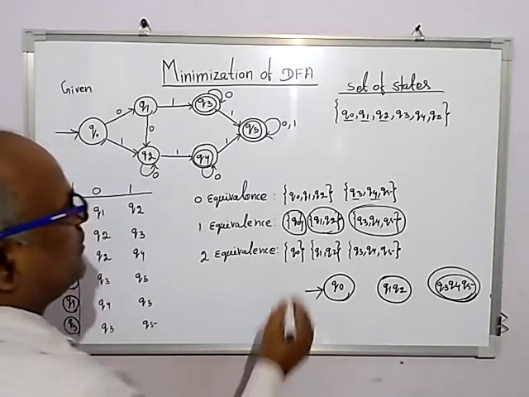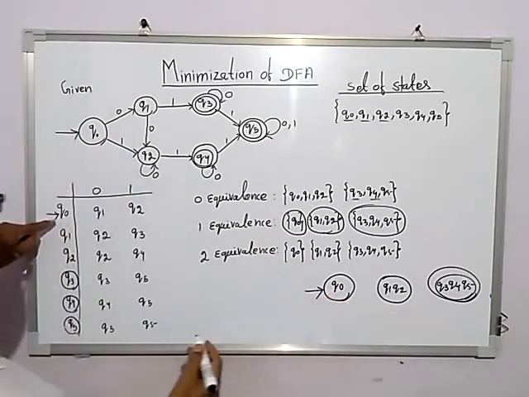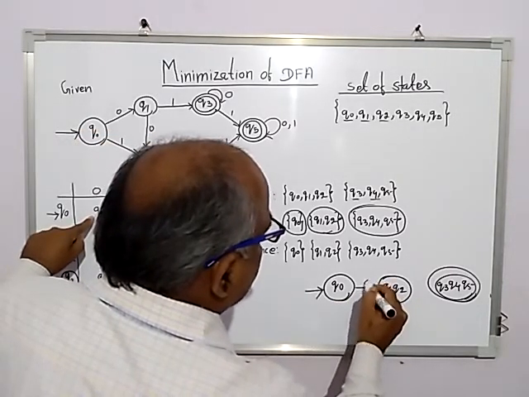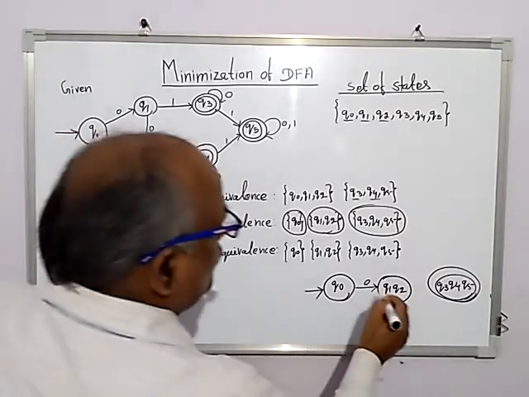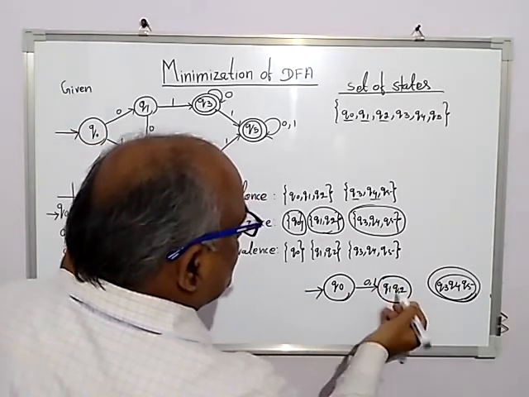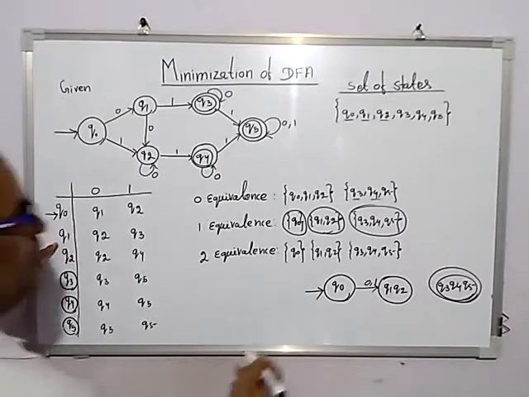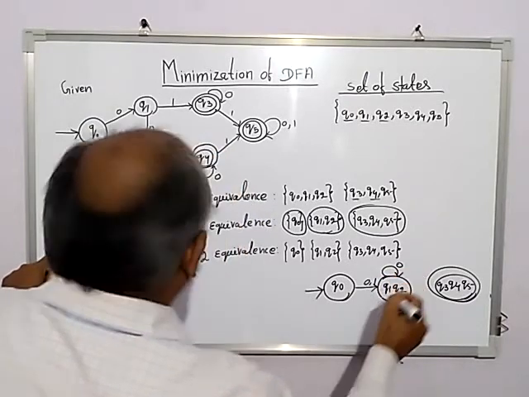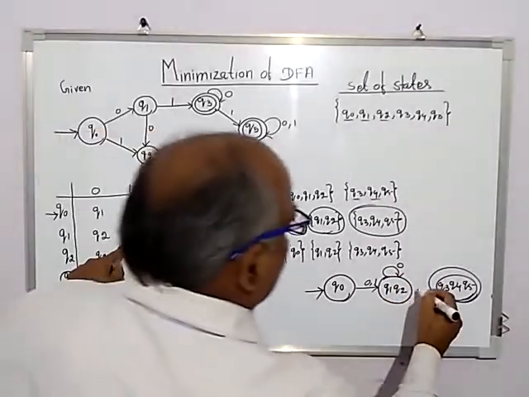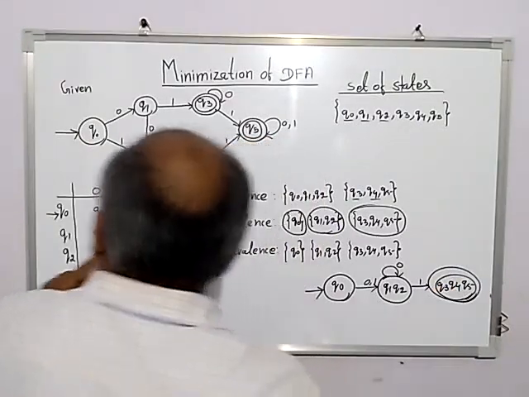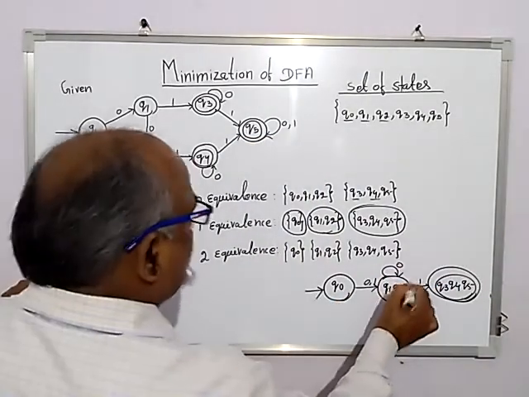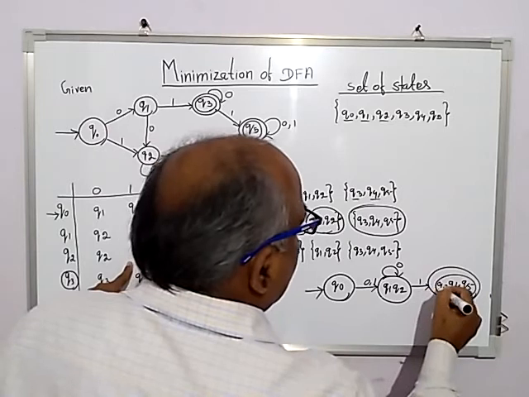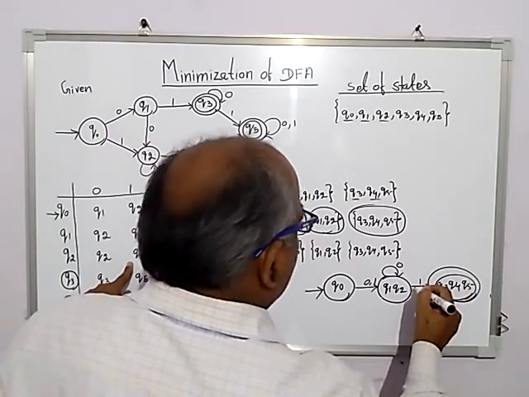Now you see the transition. Q0, for 0 input, it will go to Q1. So this is here Q1, then this is 0 input. For 1 input, it will go to Q2. That means for 1 input we write like this. Then Q1 for 0 input, it will go to Q2. So like this, here is Q2. Q1 for 1 input, it will go to Q3. So here 1. Then Q2 for 0 input, it will go to Q2. Q2 for 1 input, it will go to Q4.